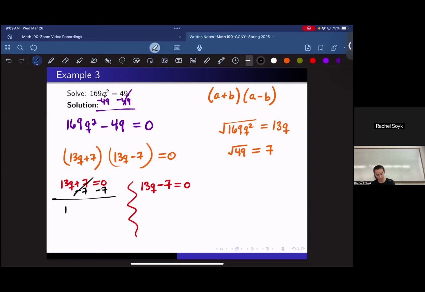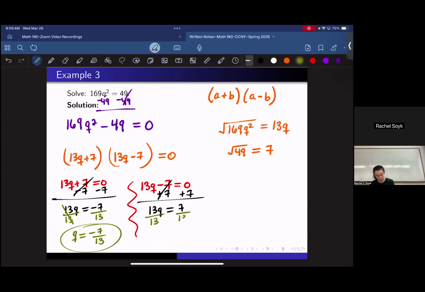On that left-hand side, we have 13q is equal to negative 7. And then we're going to go ahead and divide both sides by 13. So one potential solution is negative 7 over 13. And then on that right-hand side, after we add 7 to both sides, we're going to go ahead and divide both sides by 13 once again. So another potential solution is positive 7 over 13. So let's check to see if they work.